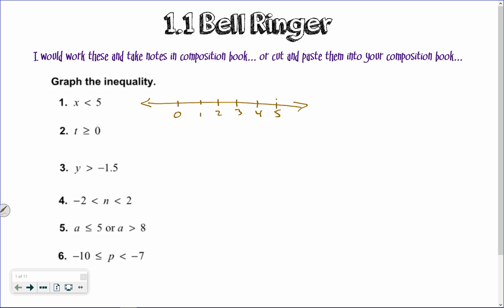It's going to be an open dot. Which direction am I going? To the left, right? And variables on the left-hand side, we can follow the direction of it. No big deal. Like on number 4, what would that be?